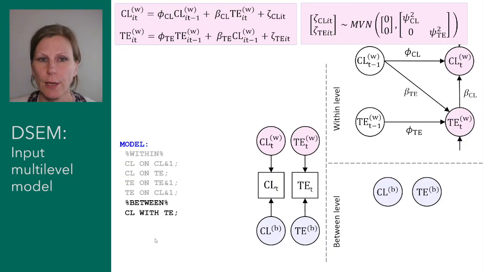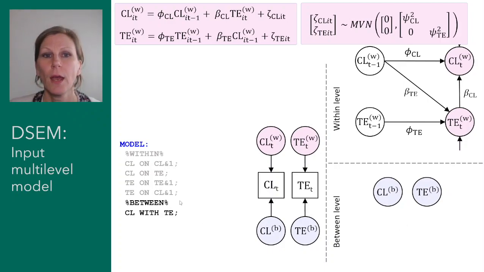For the between level, we have the two means that come from the decomposition. So these are the two person means. And of course, every person has their own mean, so that's why it's a variable. And all that we say here is that these means, these between person components, are correlated with each other. So that's the with statement.